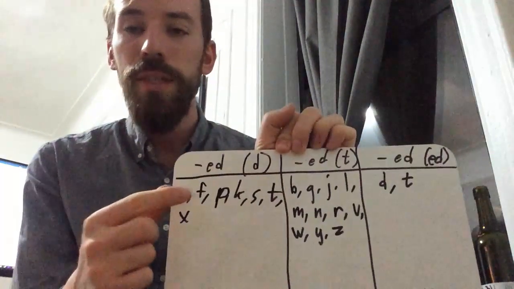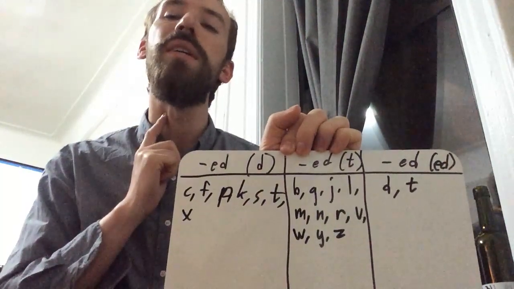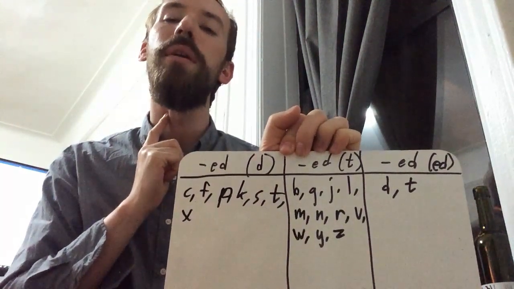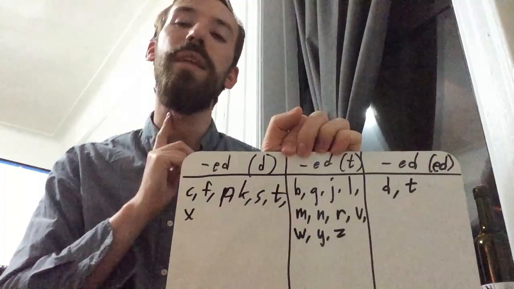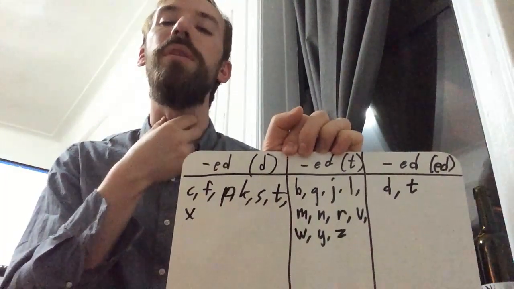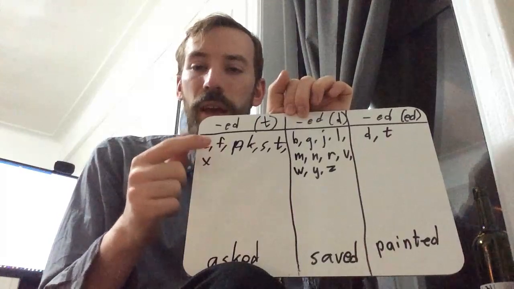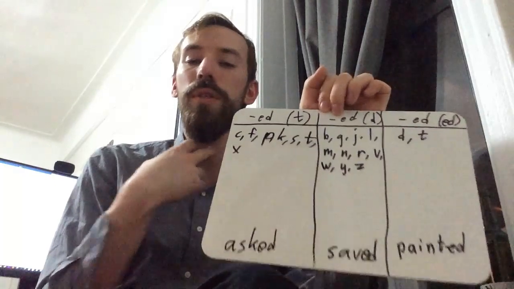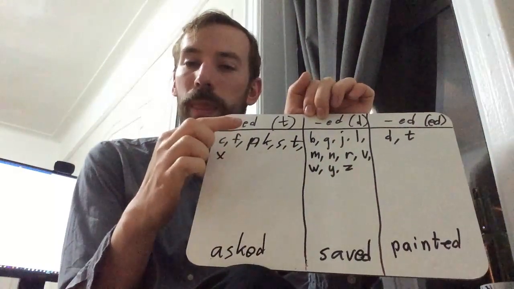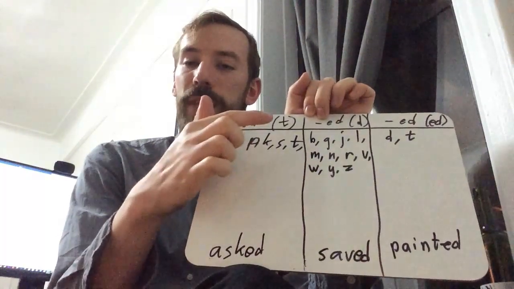So these letters, C, F, P, K, S, T, X, there's no voice here. You hear something, but you don't feel it here. Those are no voice. So when that happens, in the verb ask, K, it'll sound like a T.